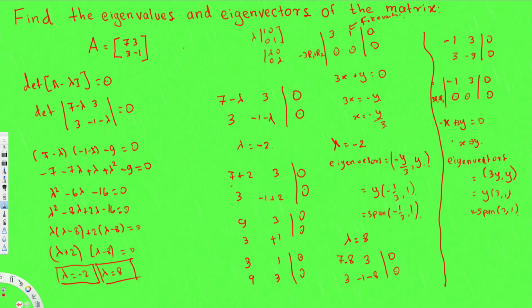We found the eigenvalues. These two are eigenvalues, and this is my eigenvector when lambda is equal to minus 2, and this is the eigenvector when lambda is equal to 8. So lambda is equal to 8, this is the eigenvalue when lambda is equal to 8. So this is the final answer.